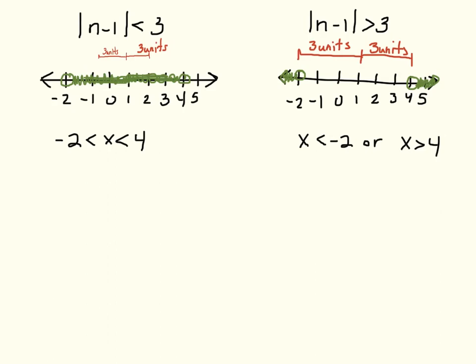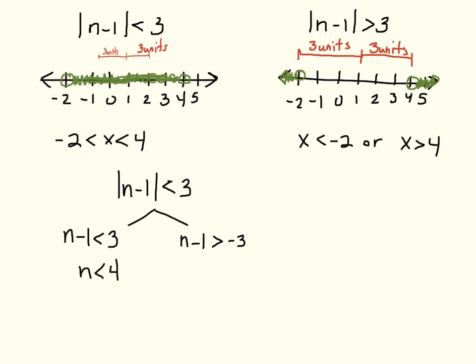So if you actually solve both of these, here's how it would look. The absolute value of n minus 1 is less than 3. That would give us n minus 1 is less than 3, and n minus 1 has to be greater than negative 3. We flip the inequality and we reverse the number. So if we solve these, that would be n is less than 4, and n is greater than negative 2, which is exactly what we have up here.